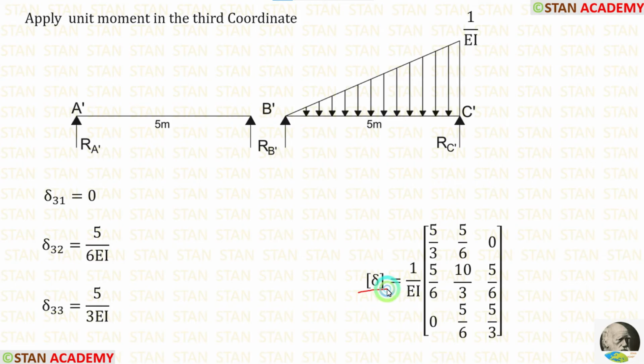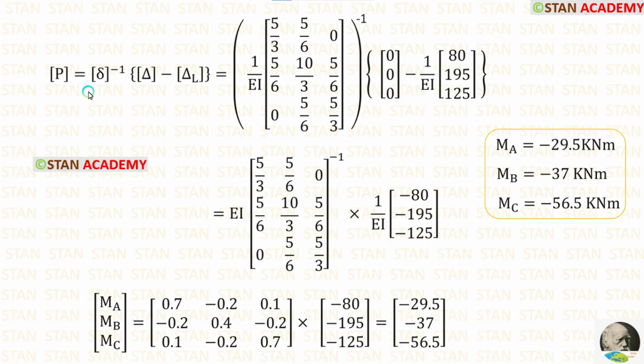In the flexibility matrix, we have calculated all of the rows. 1 upon EI is constant. Let us take it outside. In this formula, we have calculated everything. We can apply the values. 1 upon EI inverse is equal to EI. Then we can add these two matrices. After adding, we are getting this. Then we can eliminate this EI and this EI.